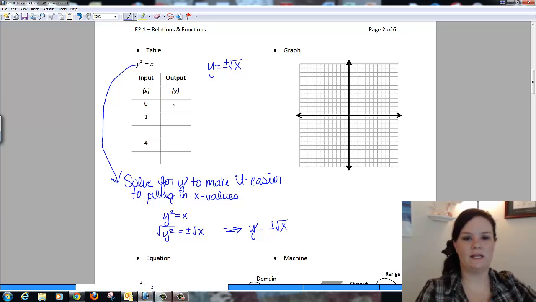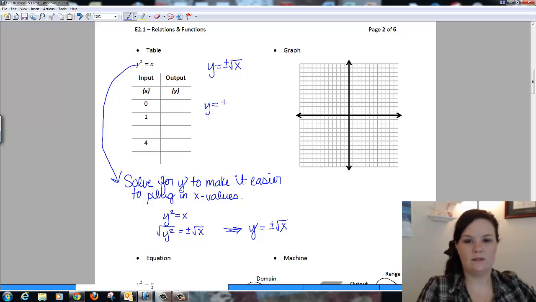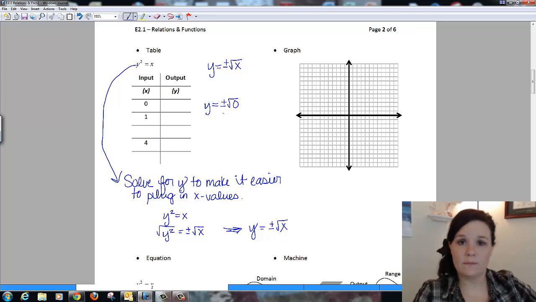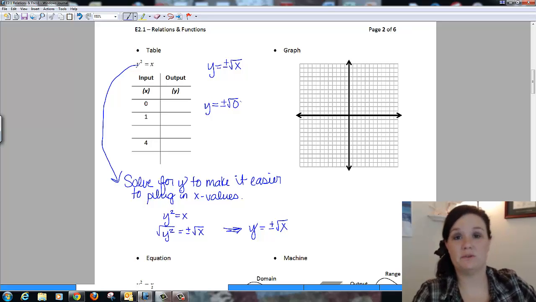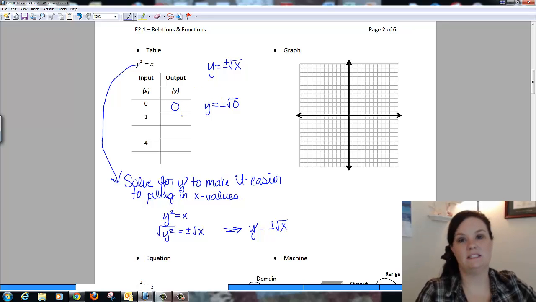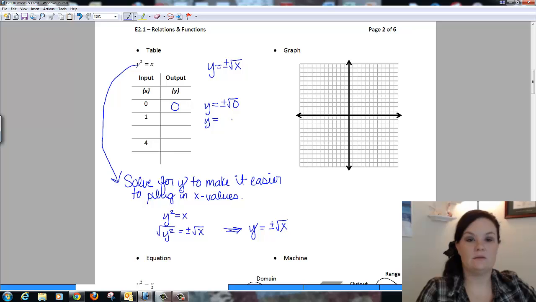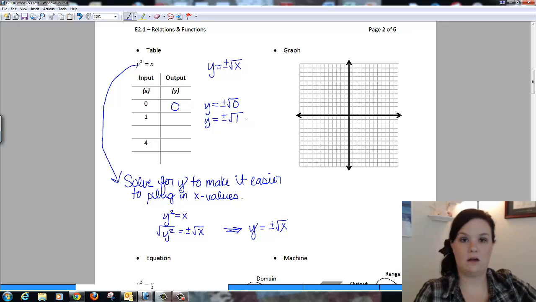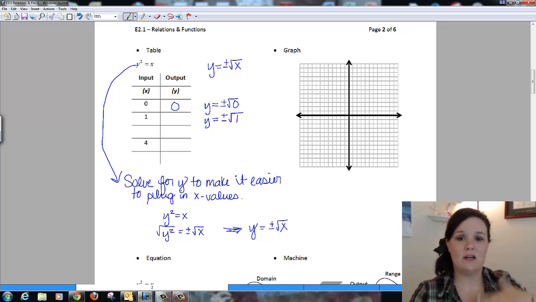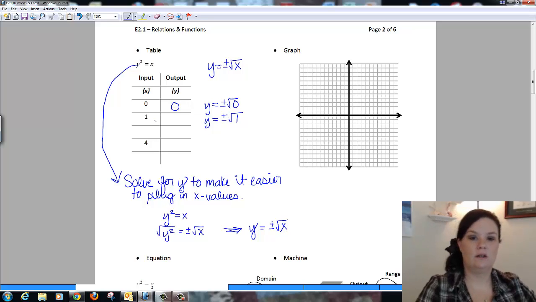So the first thing they want me to plug in is 0. If I do y is equal to plus or minus the square root of 0, I get 0, right? Because positive square root of 0 is 0, negative square root of 0 is 0. So my only output is 0. Now, if I plug in 1 for x, I get y equals plus or minus the square root of 1. Now, 1 is a perfect square. If I take the square root of 1, it gives me 1, but that plus or minus is going to give me two different answers. I'm going to get positive 1, and I'm going to get negative 1. So when I plug in 1, I get two outcomes. I get 1 and I get negative 1.